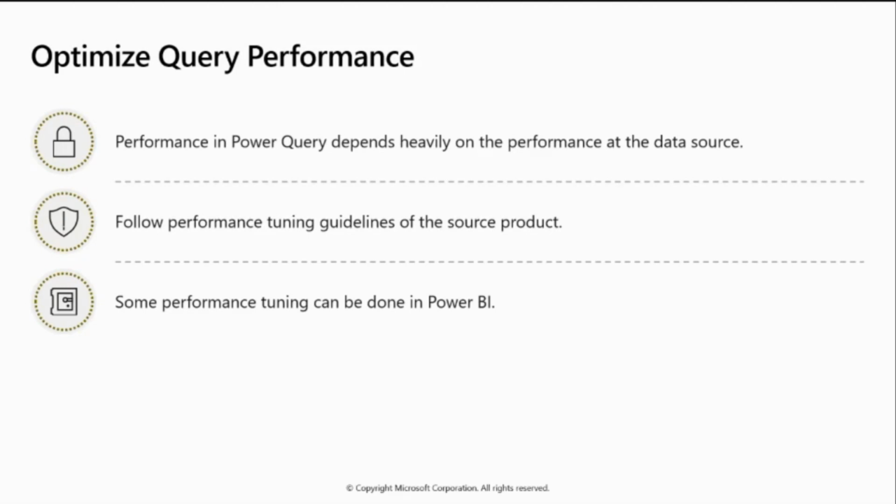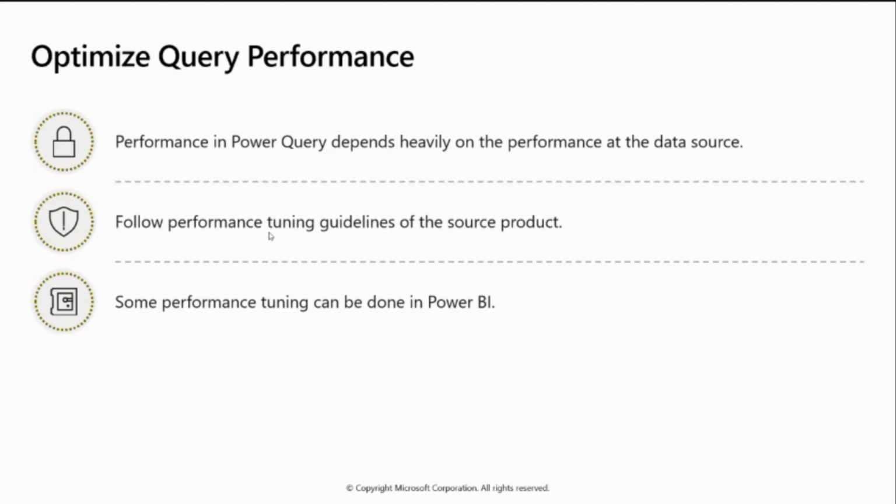Power Query takes advantage of good performance at the data source through a technique called query folding. There is a concept known as query folding. The faster your data source responds, the more quickly you are going to get the data. We can follow the performance tuning guidelines for the source product, because different source products have different performance guidelines. For on-premises it's different, for cloud it's different, and for an individual it's different.